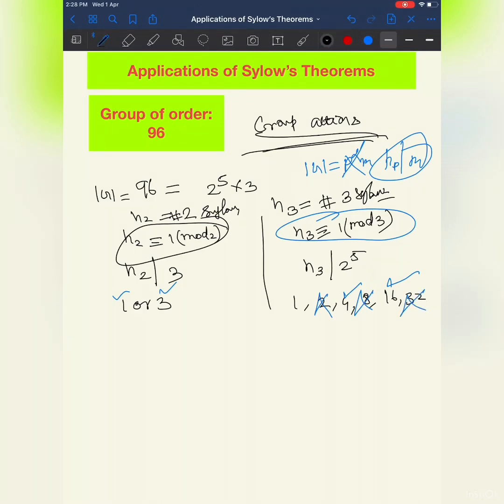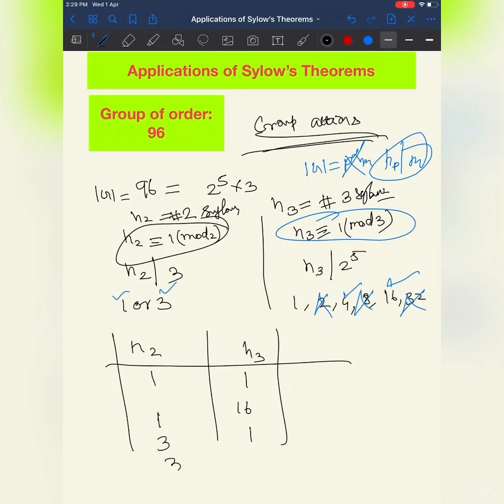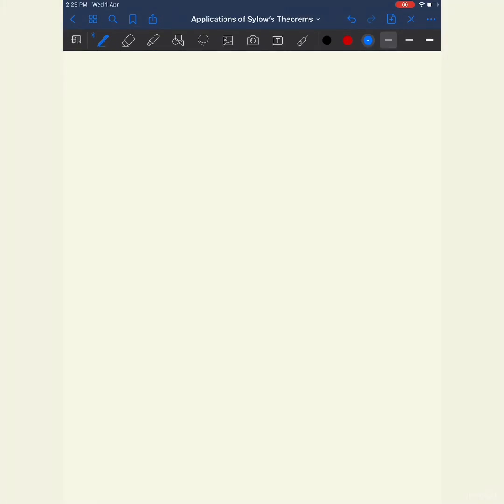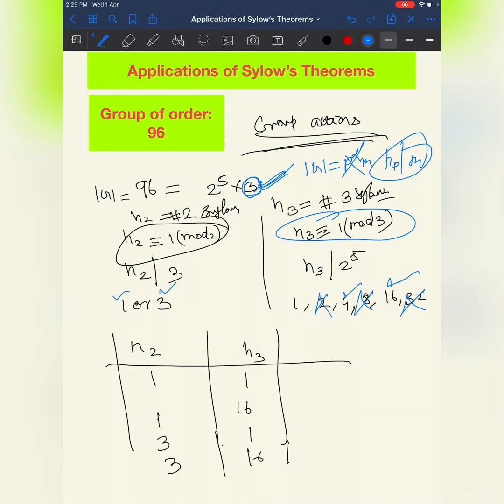The rest are not possible. So we are in a situation where we have n2 and n3 pairs like 1 and 16, 3 and 1, and 3 and 16, and you see that there is a problem here. The problem is, in order 56 there was a 7 Sylow subgroup which is big, but here we have 3, which is a very small number, so we cannot do counting. Let's try the counting and you will see how it fails.